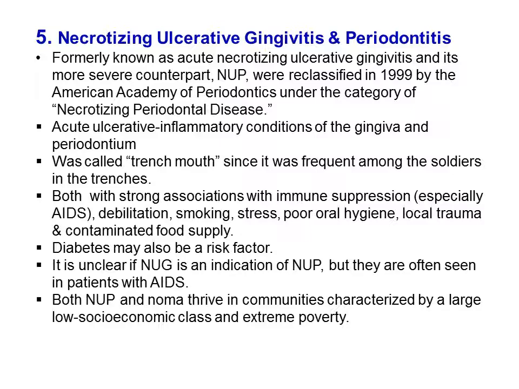Now we will talk about necrotizing ulcerative gingivitis and periodontitis. It is an acute ulcerative inflammatory condition of the gingiva and periodontium. It is called trench mouth because it mostly affected soldiers in trenches. It has a strong association with immune suppression, especially in patients with AIDS, debilitation, smoking, stress, poor oral hygiene, local trauma, and contaminated food supply. Diabetes mellitus may also be a risk factor.